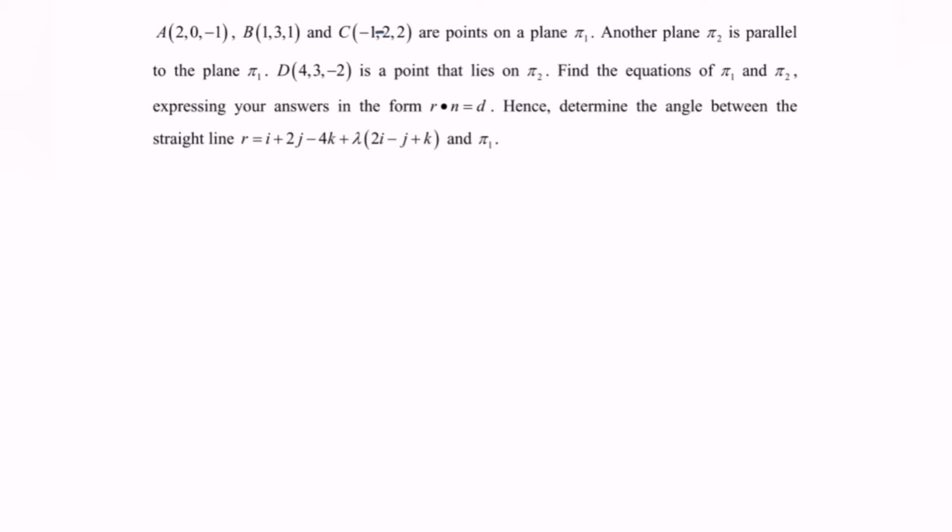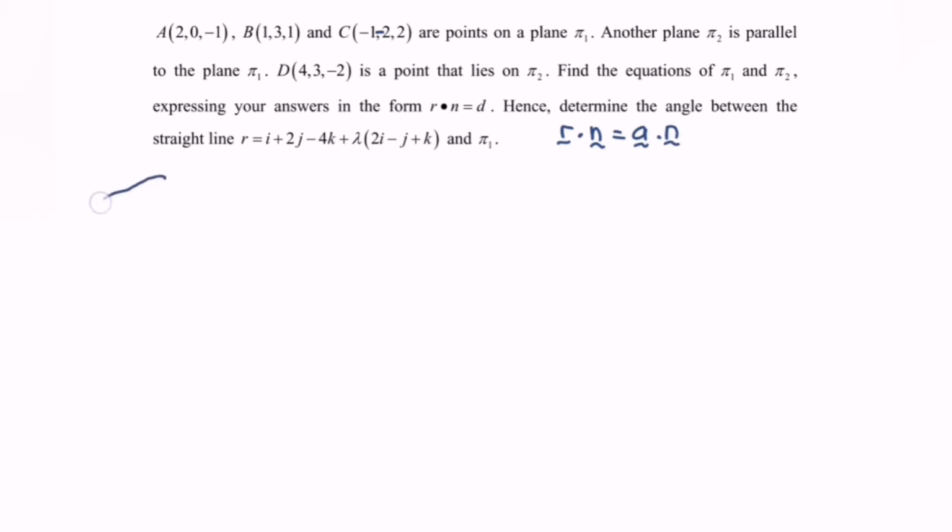Another plane, pi 2, is parallel to the plane pi 1. D with the coordinate (4, 3, -2) is a point that lies on plane pi 2. Find the equation of plane 1 and plane 2. Express your answer in the form of r dot n equals d. So, the equation for the plane r dot n is equal to a dot n.